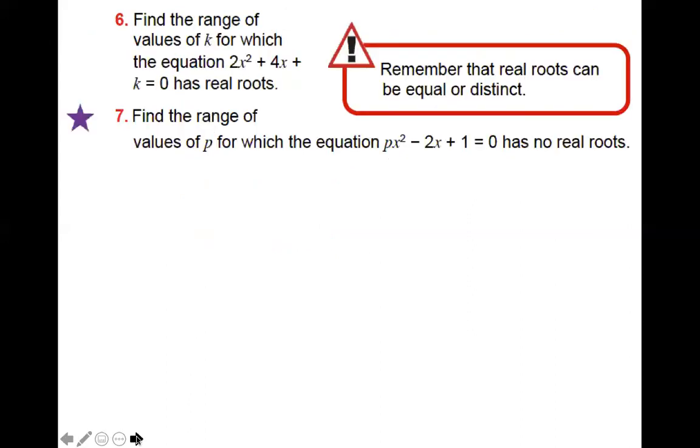Next exercise. Now they've introduced a variable k or p. Remember, real roots can be equal or distinct. So let's try 7. For which values does the equation px squared minus 2x plus 1 equals 0 have no real roots? That means b squared minus 4ac should be negative on this one, no real roots.